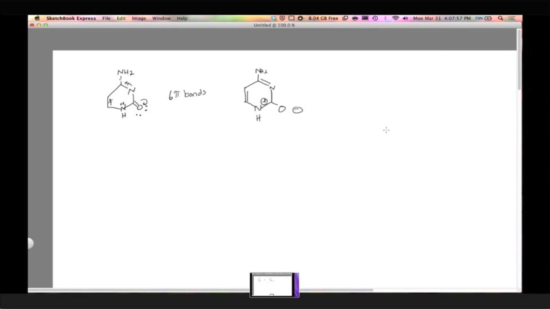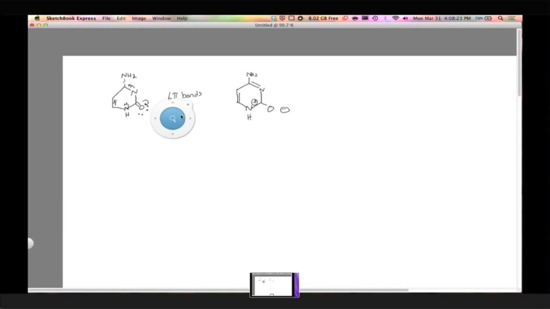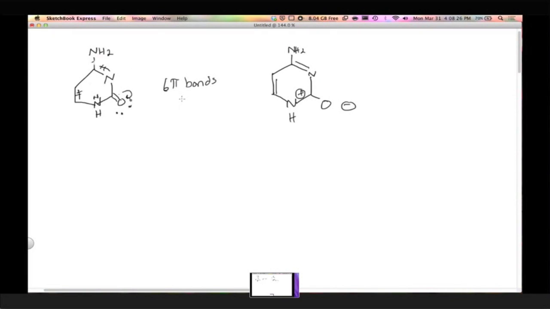So how many pi electrons are in the ring now? So in our new picture, in our new resonance structure, let's recount how many electrons are in the ring. You said recount how many pi bonds or pi electrons. We just need to redetermine now.